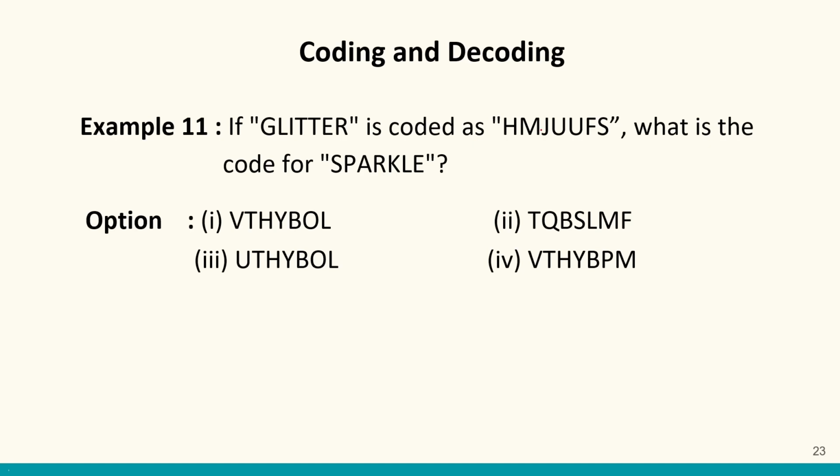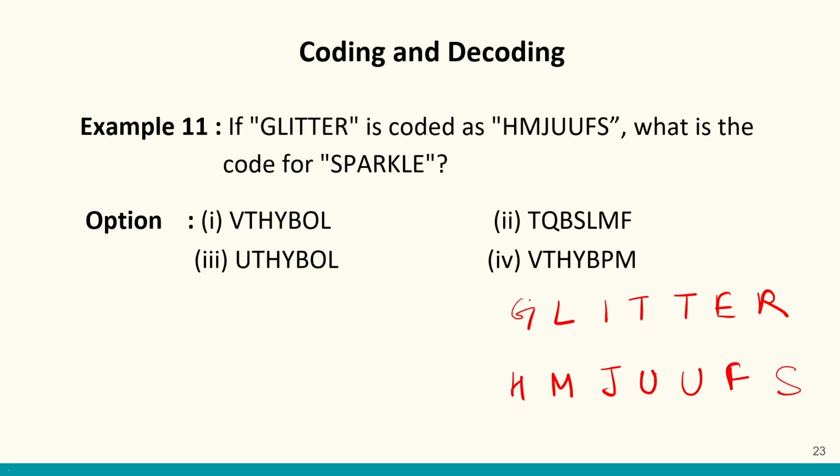Then glitter is coded as this, and we have to find the code of sparkle. So again, let us write down. Glitter is coded as HMJUUFS. So G is coded as 7, L is coded as 12, I is coded as 9, 20, 25, and R is coded as 18. Similarly, S is coded as 19.